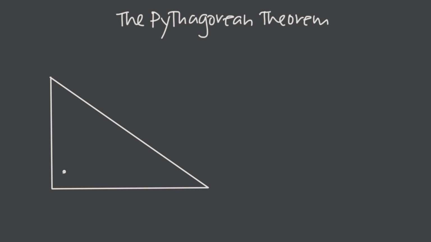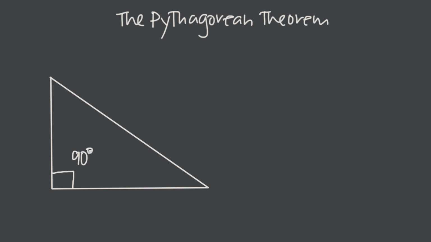Let's remember that a right triangle is a triangle with one 90-degree angle, which we indicate here with this little box in one angle of the triangle. So this little box means that it's a 90-degree angle. And when a triangle has exactly one angle that measures exactly 90 degrees, so not 89, not 91, but 90, that is a right triangle. And the Pythagorean theorem only works for right triangles.